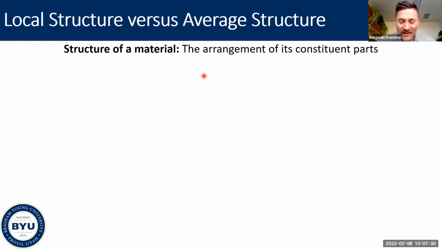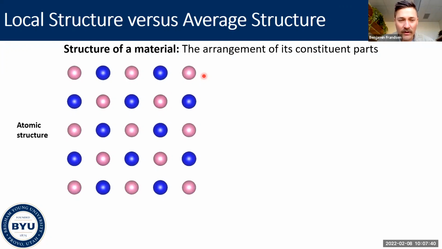Very generally speaking, the structure of a material can be described as the arrangement of its constituent parts. And this could refer to a number of different things. It could refer to atomic structure. Then we're talking about how the atoms are arranged. That's usually what we think about when we say the structure of a material.